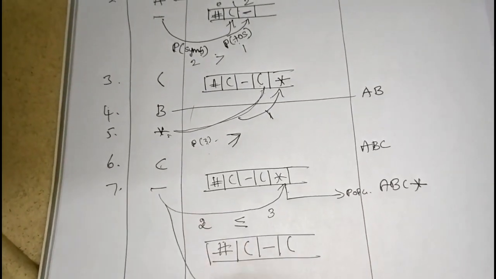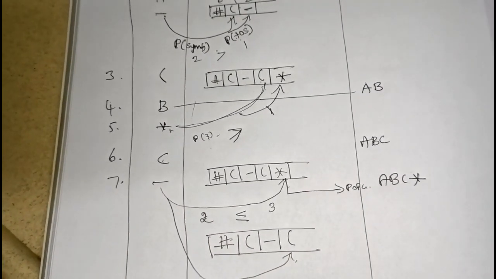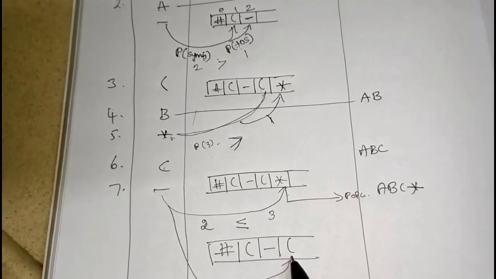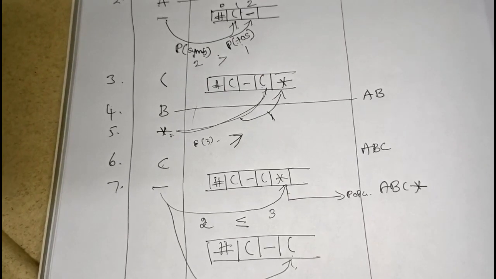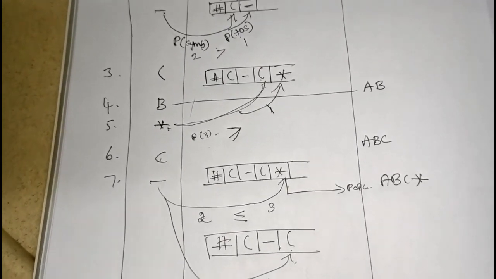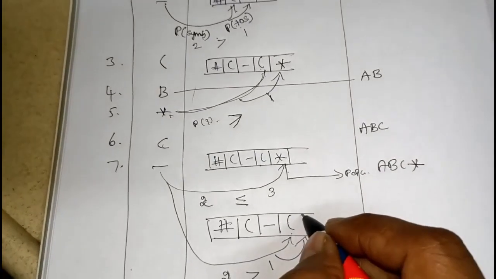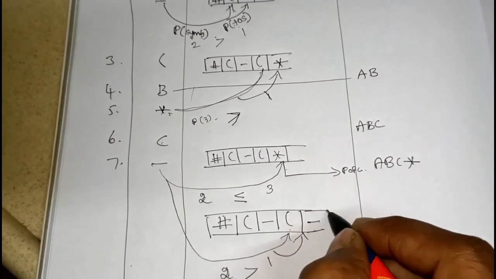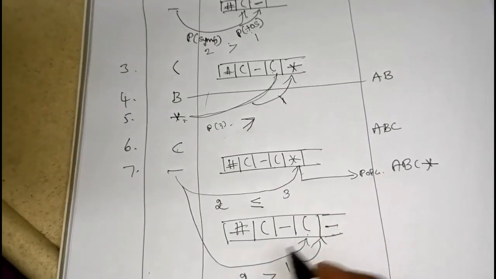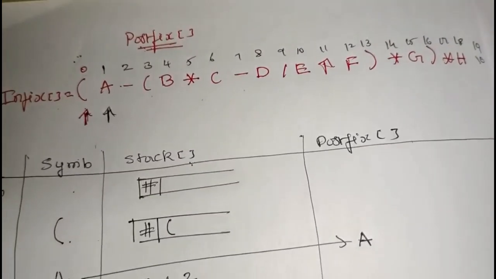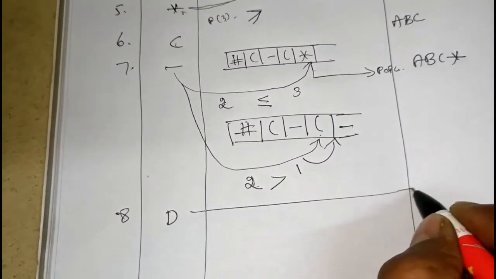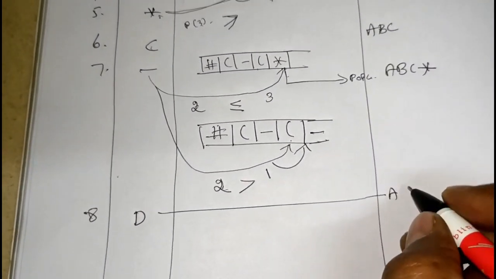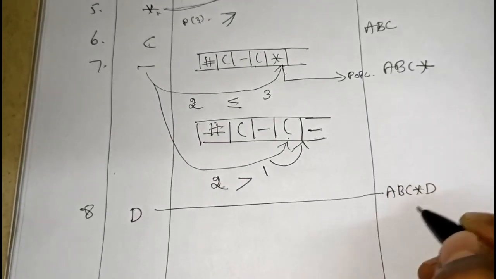Now again this is compared with open parenthesis, right? So minus has 2 and open parenthesis has 1. Definitely it is greater. If it is greater, what am I supposed to do? Directly push into the stack, right? So the 8th symbol encountered is D. So now we will see D. D, directly what are we supposed to do? A, B, C star D.